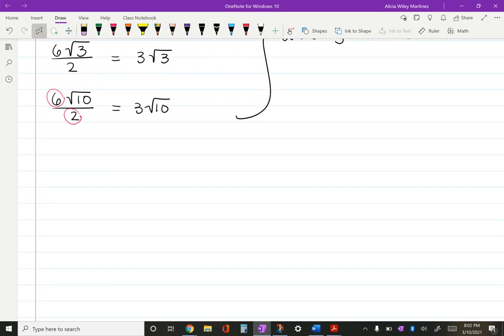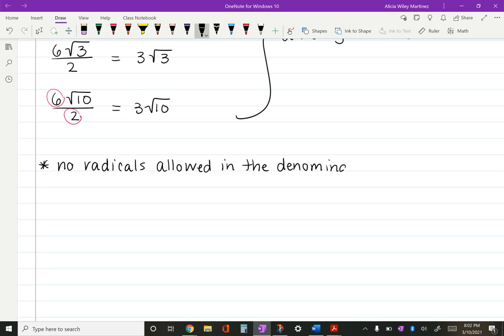And the last thing that we want to talk about is this concept that when you have simplified radicals, there are no radicals allowed in the denominator of a simplified answer.